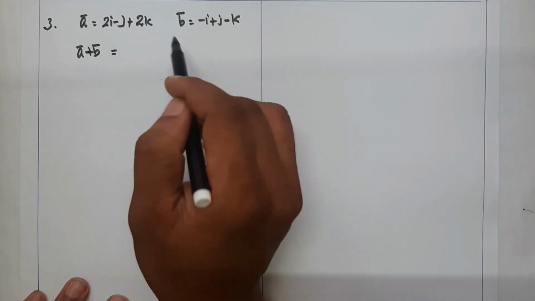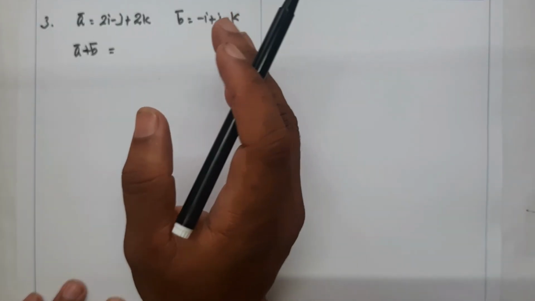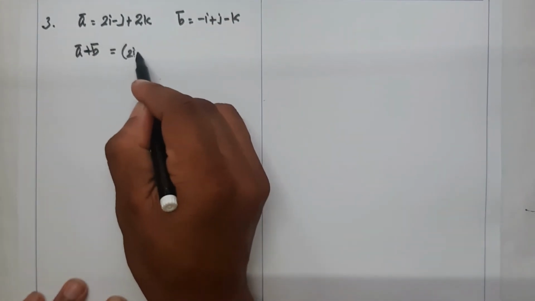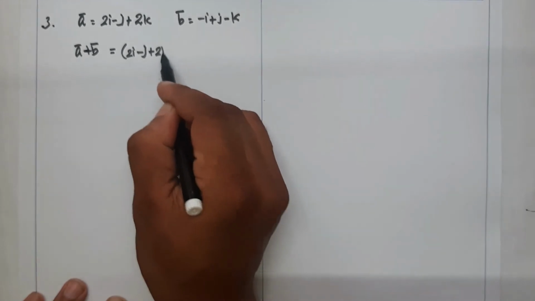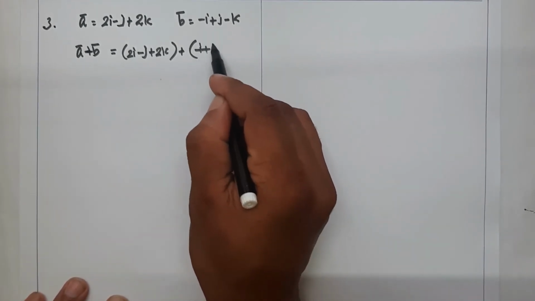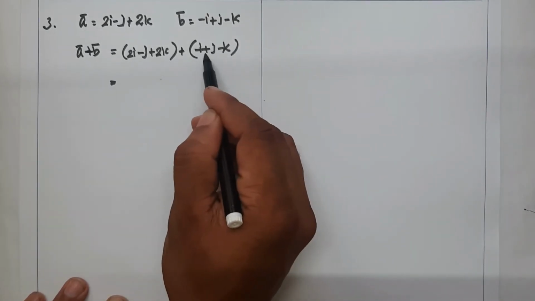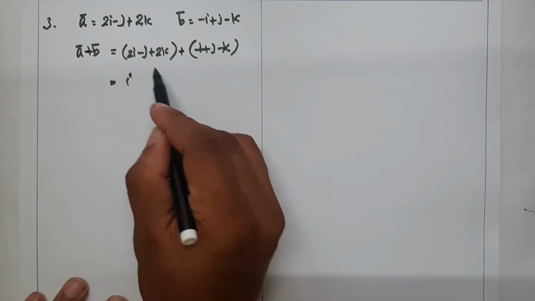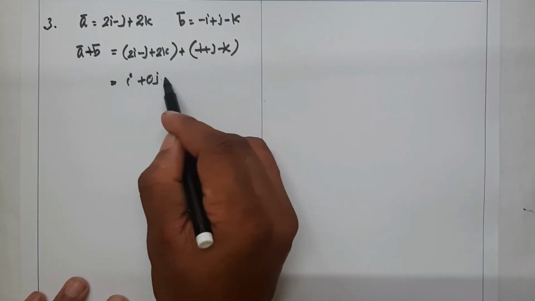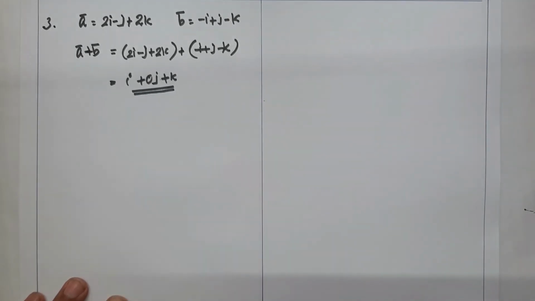Okay, first of all we find A plus B. You know A plus B? A plus B means the sum of the vectors. The corresponding terms add here. That is 2i minus j plus 2k plus vector B, which is minus i plus j minus k. That equals 2i minus i is i, minus j plus j is 0j, 2k minus k is plus k. That is A plus B.